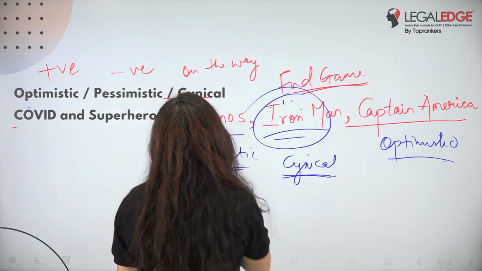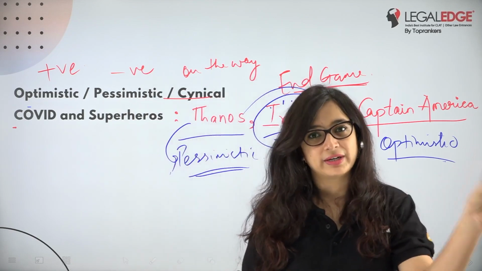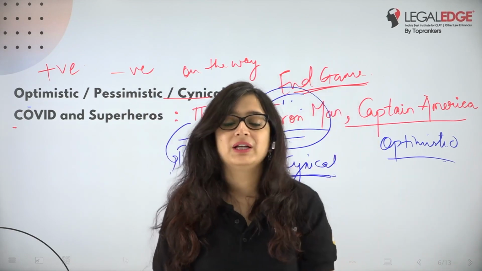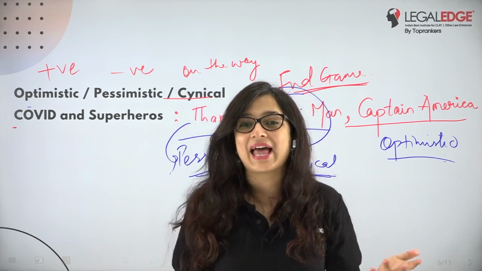And Thanos was pessimistic. So I hope you have understood the difference between killed, butchered, and executed, and optimistic, pessimistic, and cynical. If you have understood till now, please like the session.